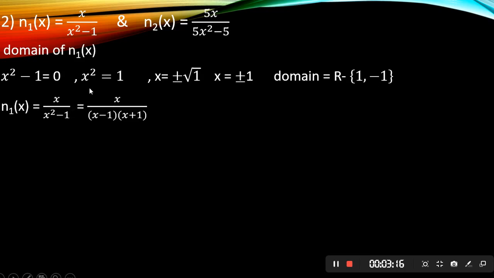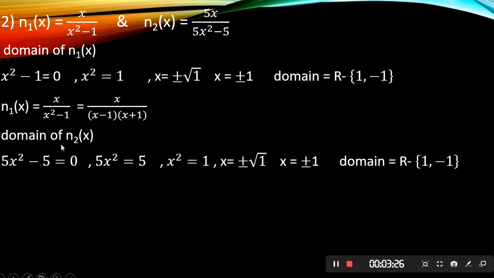To simplify the function, x over x power 2 minus 1 will be x over x minus 1 times x plus 1. And the domain of n2 of x: 5x power 2 minus 5 equals 0. 5x power 2 equals 5. X power 2 equals 1. So x equals positive or negative root 1, and x equals positive or negative 1. So the domain equals R minus the set of 1 and negative 1.